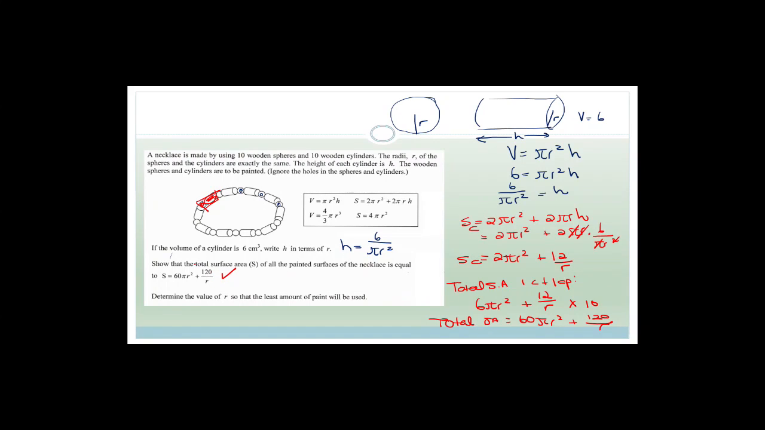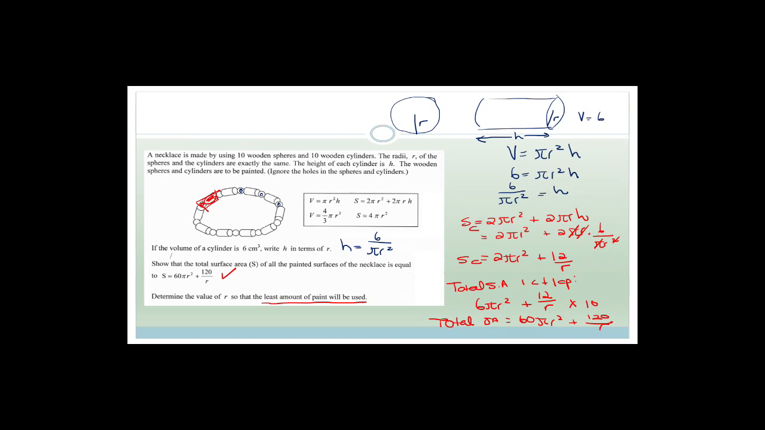How awesome is that? Now, to determine the value of r so that the least amount of paint will be used. Okay, grade 12s, remember what I said to you? I said that if they tell you about least, maximum, minimum, or least or most, we're looking at the first derivative, right? We're looking to find the derivative and then let it equal naught, find that value, and then substitute into the original if you need the original. Secondly, what does it say? It says determine the value.